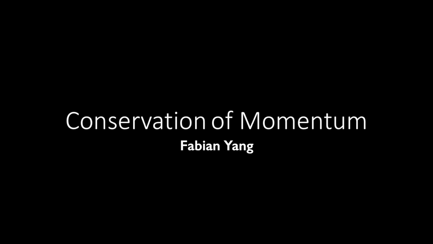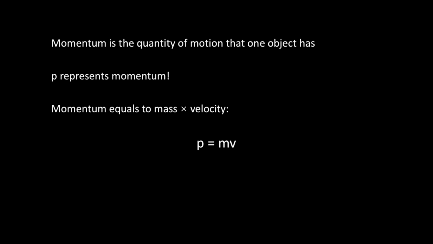First, we have to understand what momentum is. Momentum refers to the quantity of motion that one object has. It is given the symbol p. For example, a sports team that is on the move has momentum. By definition, momentum is equal to mass times velocity.